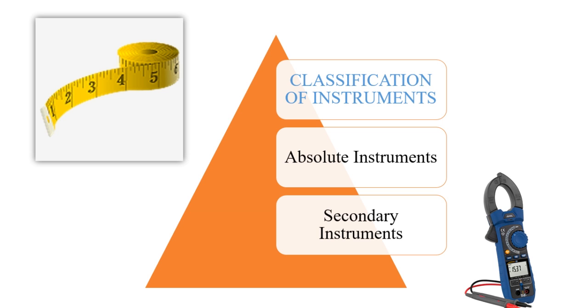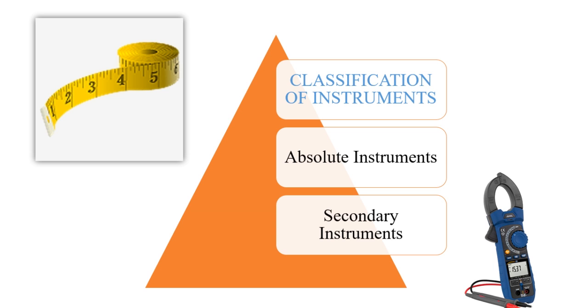The second category is the secondary instrument. These are so constructed that the value of an electrical quantity such as current, voltage, or other quantity to be measured can be determined from the deflection of the instrument only if the latter has been calibrated by comparison with either an absolute instrument or one which is already calibrated. I want to share one example with you.